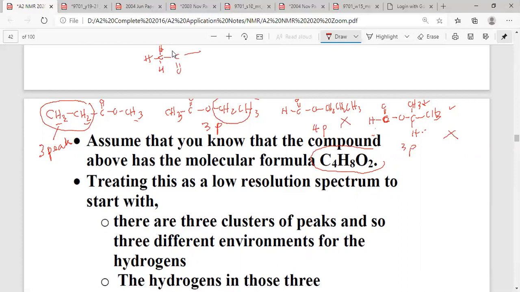So this CH3 is attached to an oxygen, my dear friend, while this one is attached to a carbon. This hydrogen here is attached to carbon, and this one is attached to oxygen. That means this one will be more downfield, with a higher energy level, at a much bigger shift than this one. So CH3 to O.